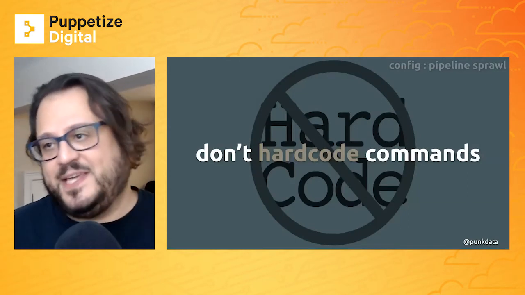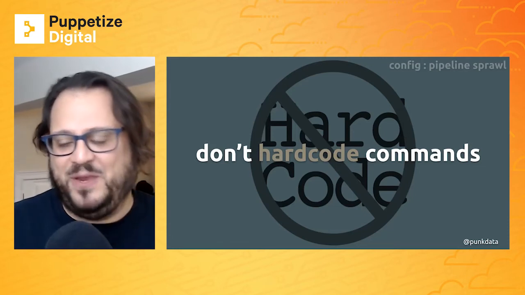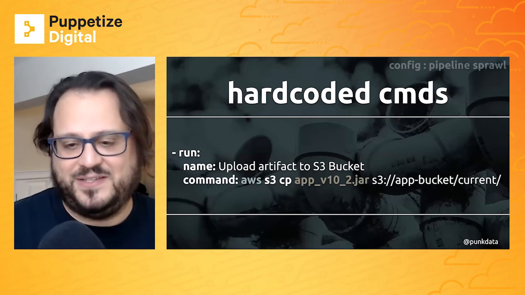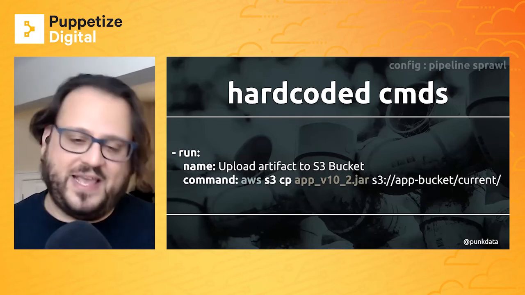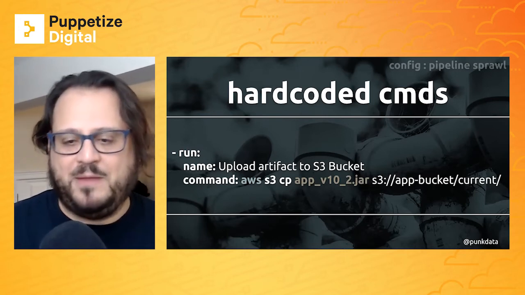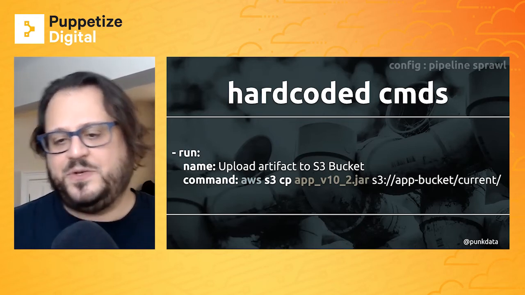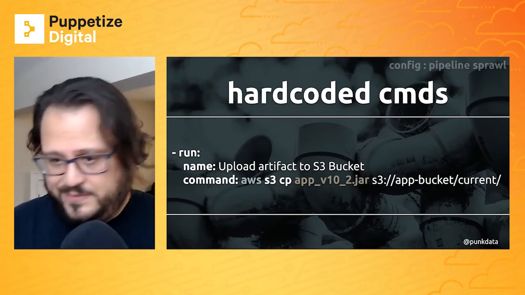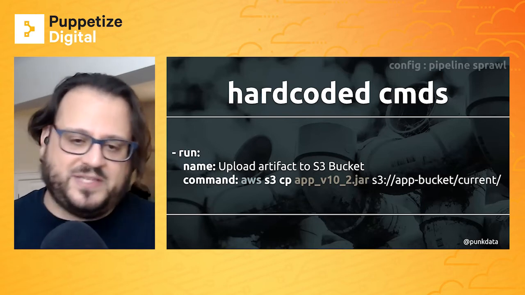One of the things I can tell you that helps is don't hard code commands within your YAML. And I'll give you an example of that, which is sitting right here. As you can see, I ripped this right out of one of my pipeline configurations for one of my projects. And if you look at the command key there, all I'm doing here, right, is just uploading a simple application jar to S3, so it's available for some other processes.